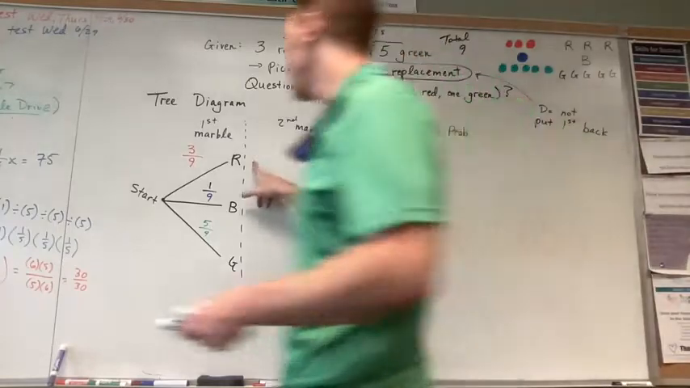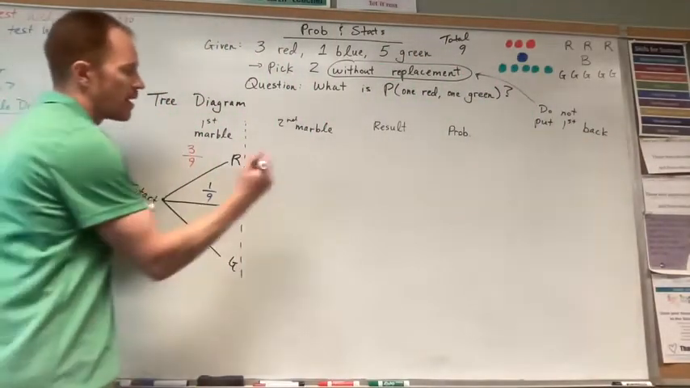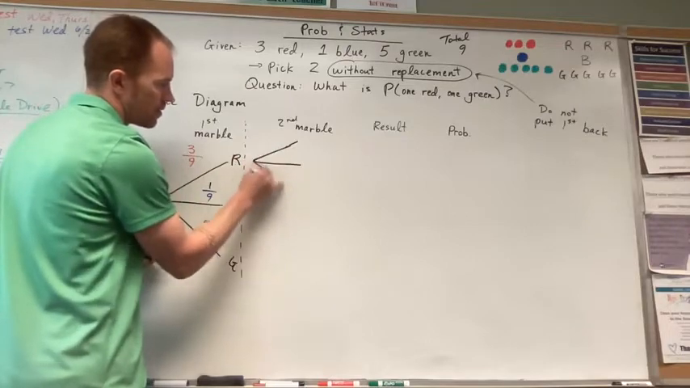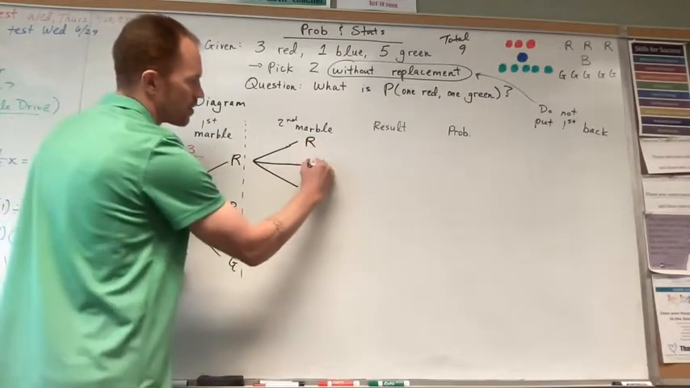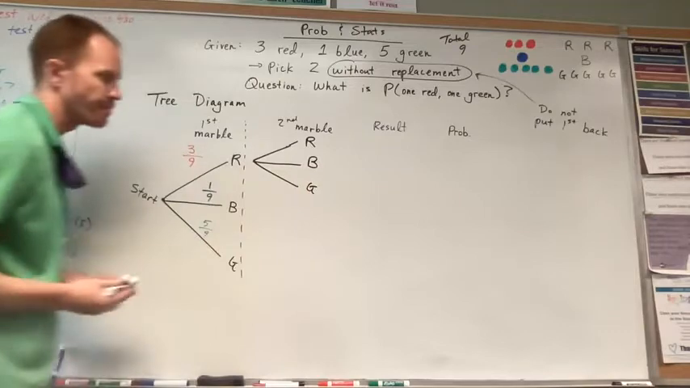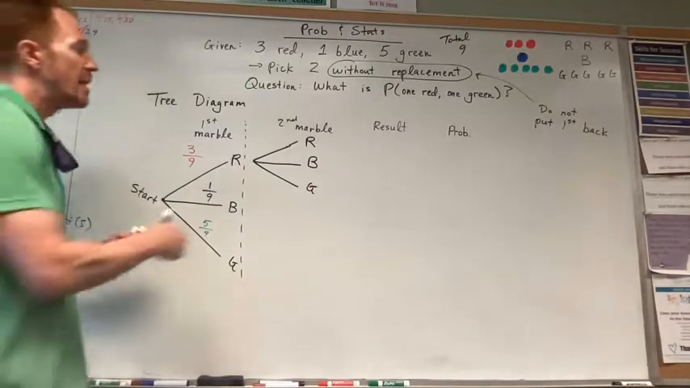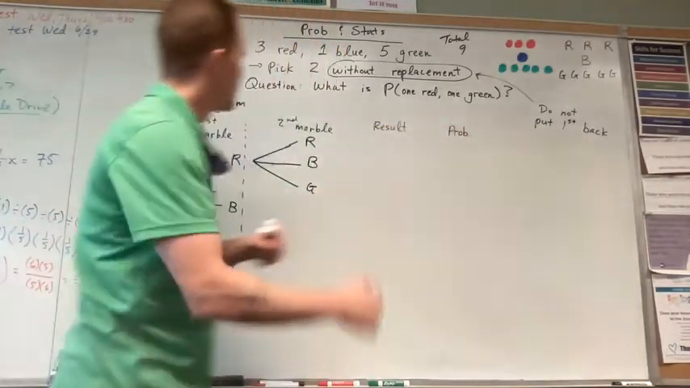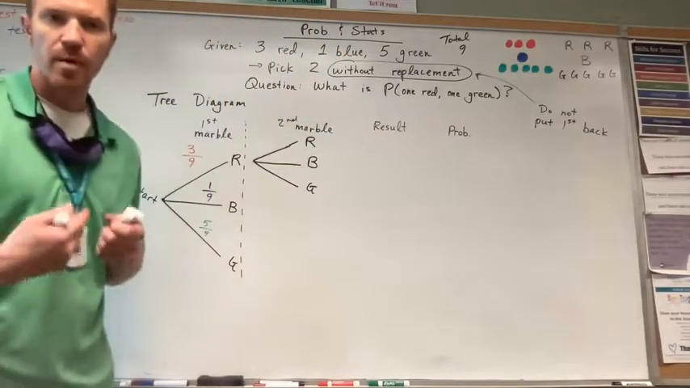So from the first marble being red, I'm going to branch off again to 3 possibilities: red, blue, or green. And I'll ask myself, if the first marble was red, I'm not putting it back. What's the probability that the second marble is red?